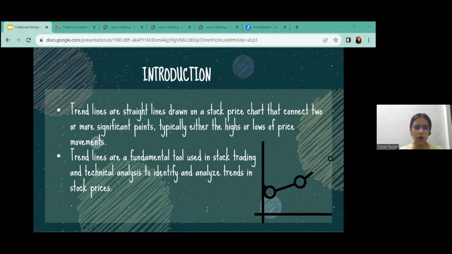First, a trend line is a graphical representation of the general direction or trend in data points on a chart. These lines are fundamental tools used in stock trading and technical analysis to identify and analyze trends in stock prices. The primary purpose of trend lines is to help users identify and understand trends within the dataset.